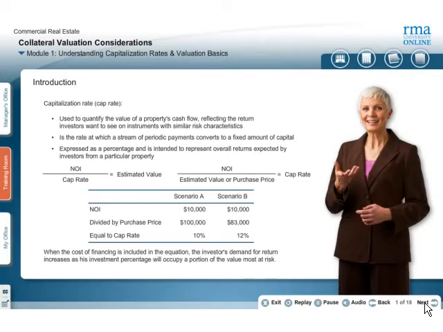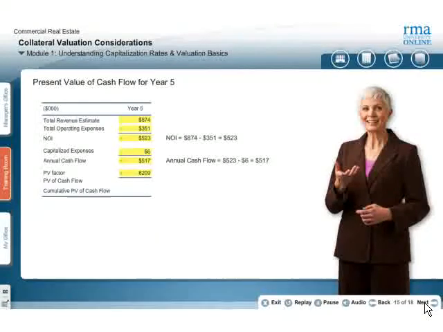After visiting the manager's office, learners proceed to the training room, where a trainer presents the content, the most important information that learners need to know about each topic. In this example, taken from the Collateral Valuation Considerations course, the trainer walks the learners through the process of calculating present value for year 5 for a shopping center.